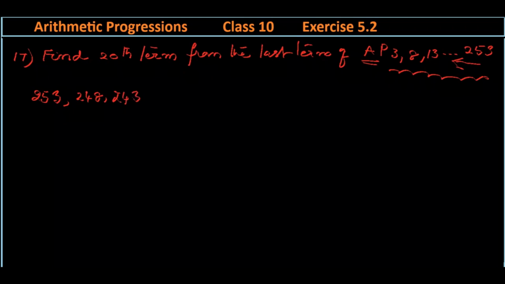8 minus 3 is 5. The difference is 5. This is the arithmetic progression when it is written left side right. So we want to find the 20th term in this. That is A plus 19 times D. A is 253 plus 19 times D, which is minus 5.